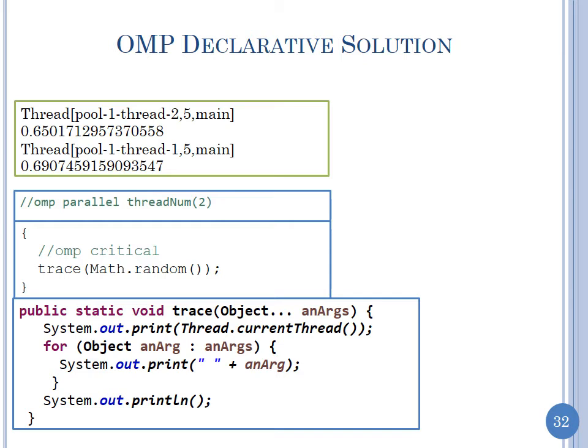Certain languages don't have objects, don't have the notion of this. The parallelized code might be in a static method, so synchronize this doesn't make sense. You'd have to say synchronize on some object you have to choose. So you just say OMP critical.